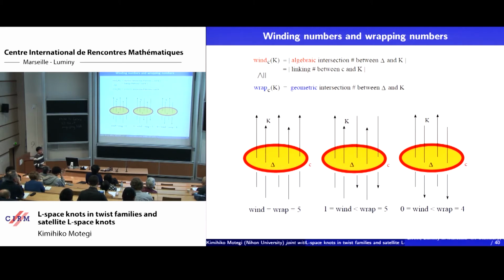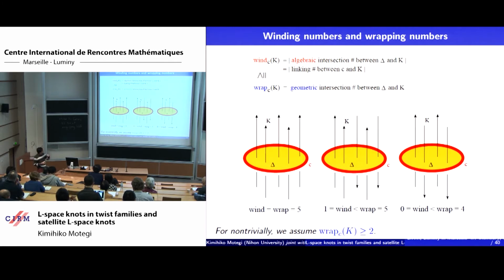Now we take a closer look at some examples. For non-triviality, we assume that the wrapping number is greater than 1. Otherwise, if the wrapping number is 0, then C bounds a disk disjoint from K, so any twist along C does not affect the knot type of K.